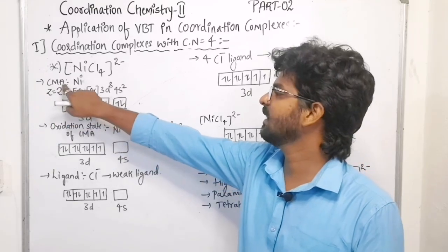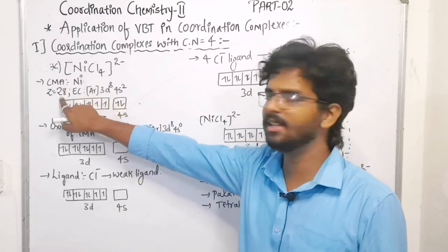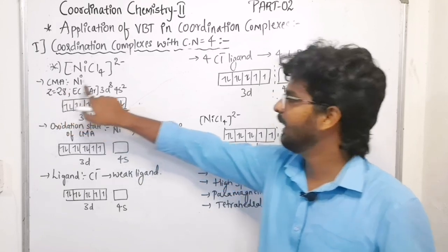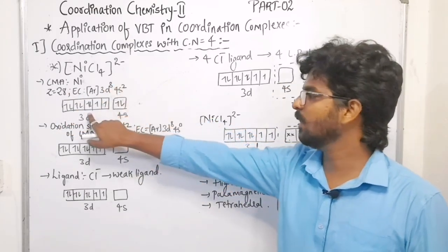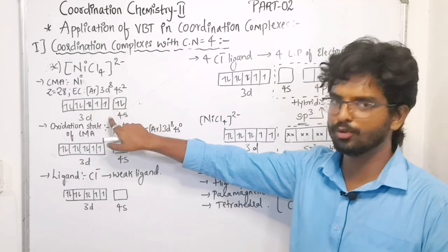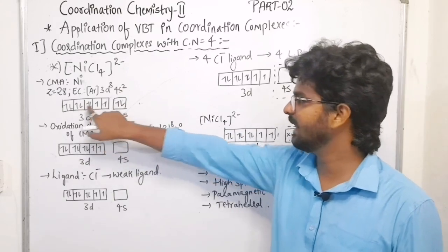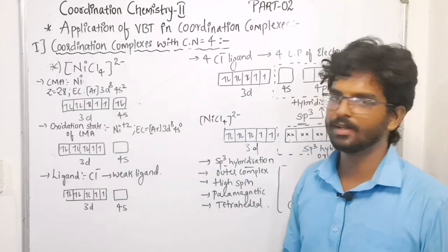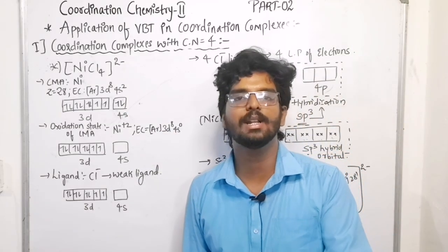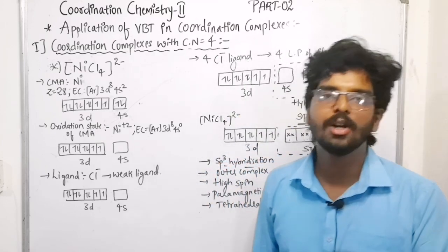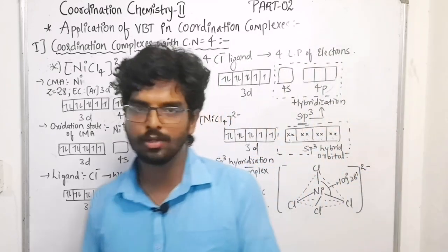So the central metal atom is nickel here. Nickel is having atomic number 28. It is having the electronic configuration 3d8 4s2. This is the outer electronic configuration. Diagrammatically we are showing here, that is d is having 8 electrons, and s is having 2 electrons. And the next step is you need to find out the oxidation state of the central metal atom in a given coordination complex. How to find it? That also we have already discussed.